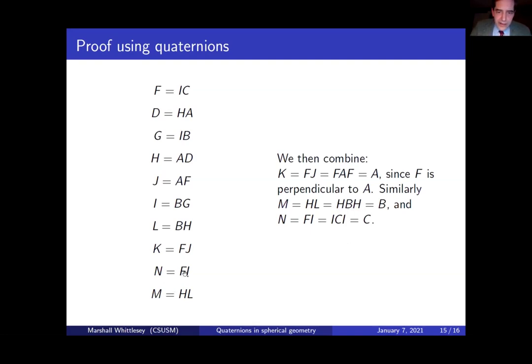And then lastly, N is FI, and F up above was equal to IC, so I get ICI, another PQP construction where I get the vector in the middle, and that's C. So KMN is ABC. And that is the quaternion proof of the existence of the pentagramma mirificum.